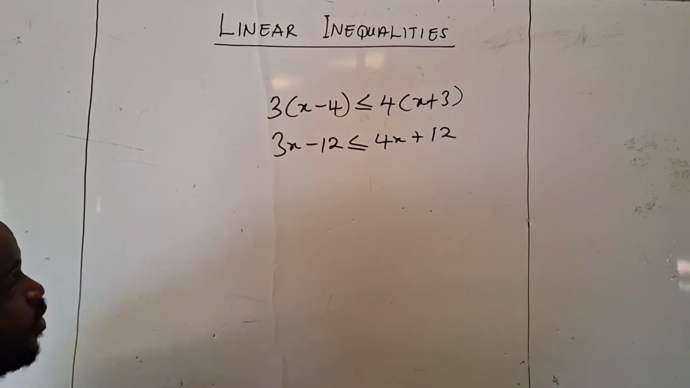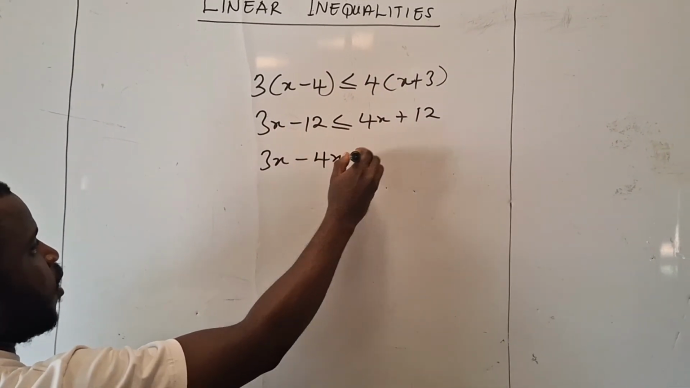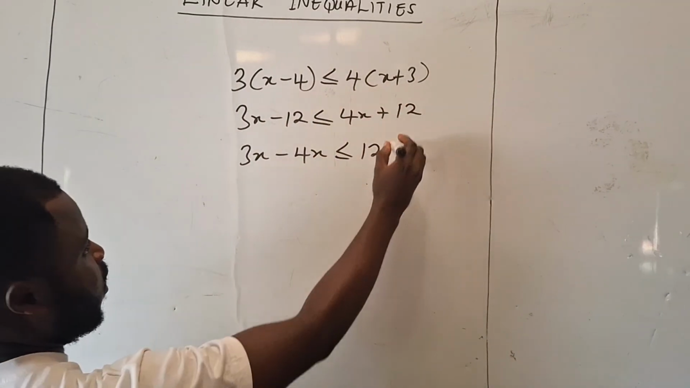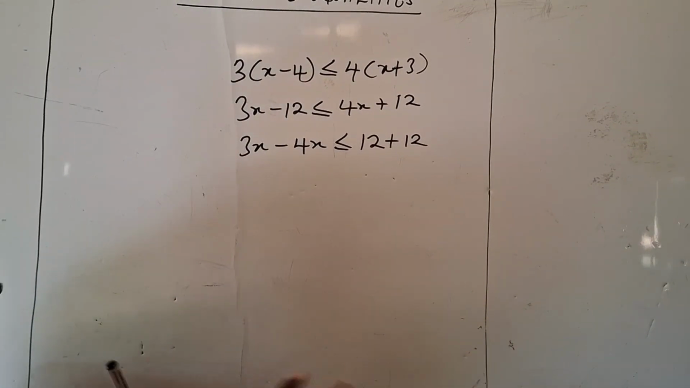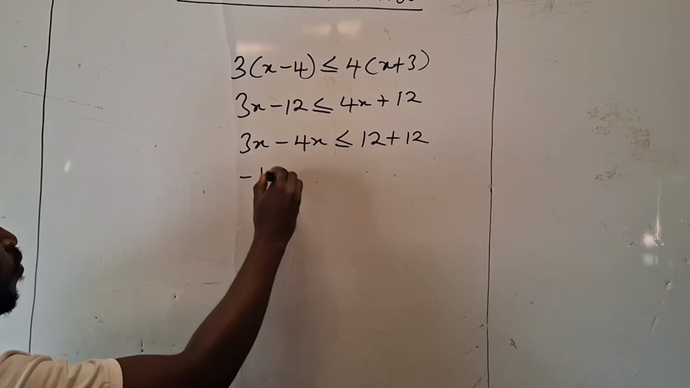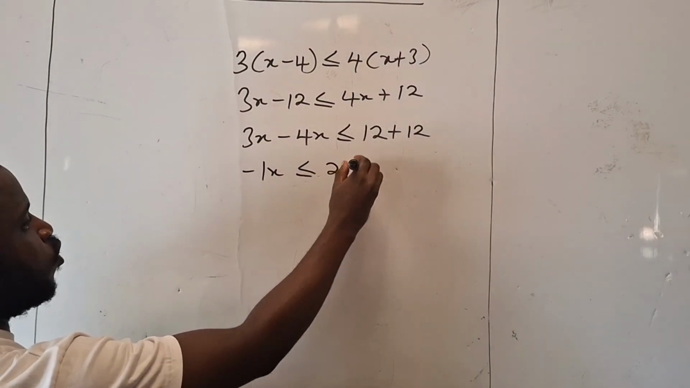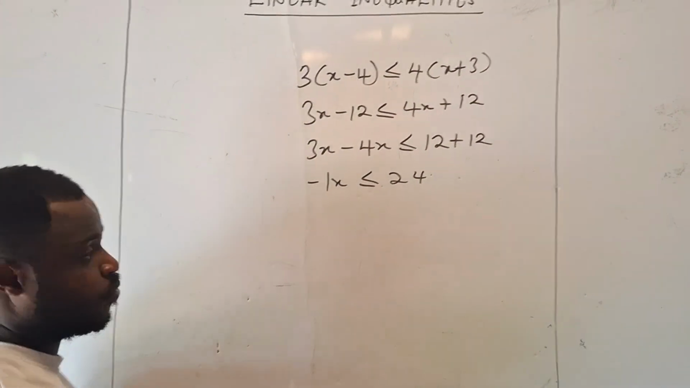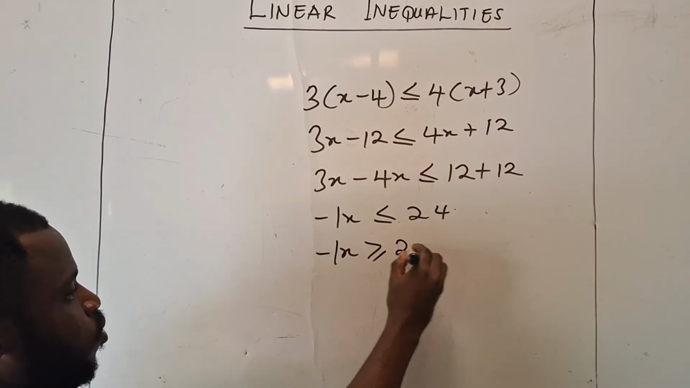We are going to group like terms. 3x minus 4x less than or equal to, now we have positive 12 here. This one coming here will be plus 12 again. 3x minus 4x will give us negative 1x once again, then less than or equal to 12 plus 12, we know it's 24. The coefficient has become negative. So we have negative 1x greater than or equal to 24.